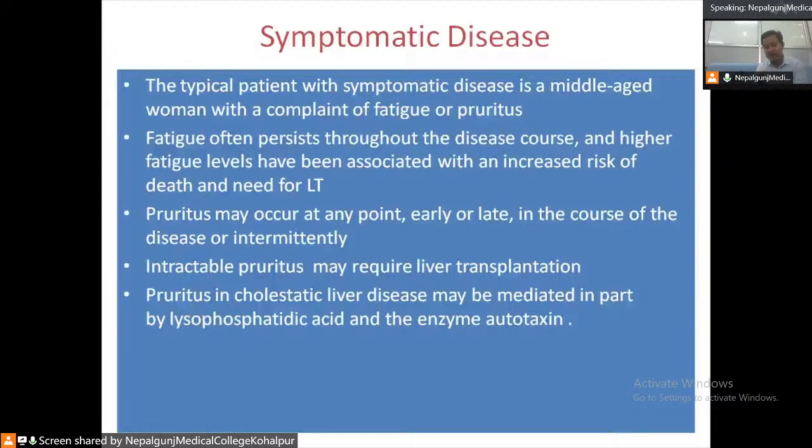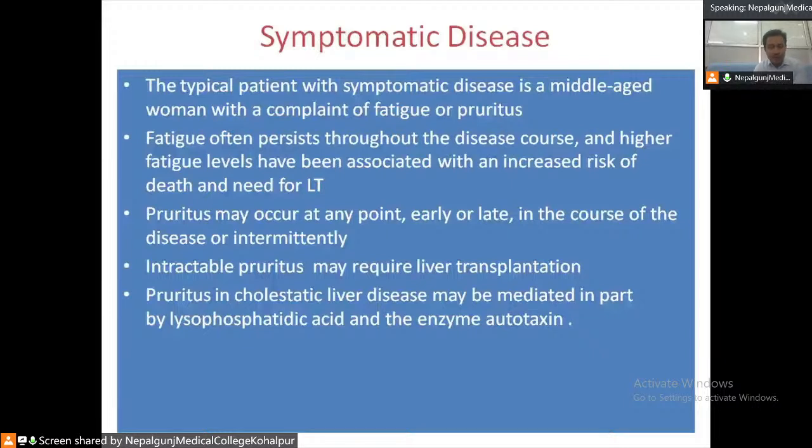Generally, we do liver transplant for indications of liver disease, meaning portal hypertension and all the complications of portal hypertension. But in the case of pruritus, if the patient has intense pruritus that affects quality of life, in that case you go for liver transplant. So fatigue persists throughout the course of disease and also reflects the severity of liver disease. But pruritus is intermittent, maybe early, late, and sometimes absent in advanced cases. It is not related to the severity of liver disease. But pruritus is one indication for liver transplant, even if the patient's liver is normal.